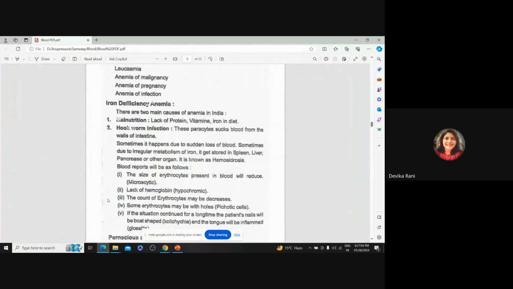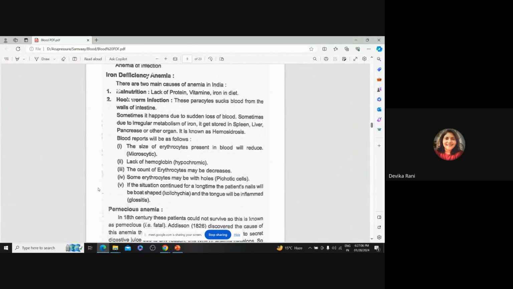So then here we have iron deficiency anemia. This is again very prevalent in India. So what are the causes of this iron deficiency anemia? Of course, malnutrition, lack of the nutrients, protein, vitamins, minerals, iron, in the diet.